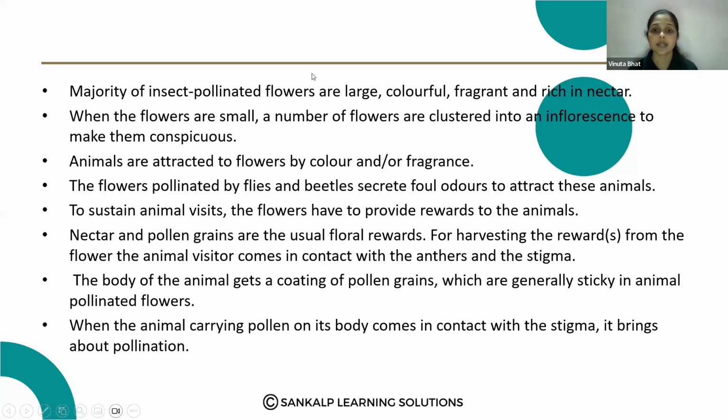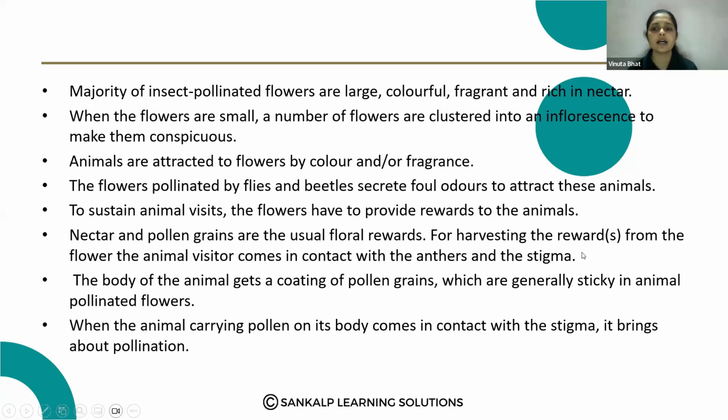Mainly insects are attracted to the flowers because of their color and fragrance. The flowers pollinated by flies and beetles secrete a foul odor to attract these animals. To sustain animal visits, the flowers have to provide rewards to the animals. Simply, they do not transfer the pollen grains to the stigma of the flower, right? So why do these bees and butterflies visit the flowers? Because the flowers provide floral rewards to the animals.